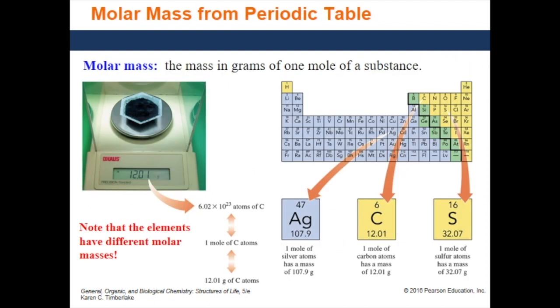For instance, if you look at the number at the bottom of the periodic table, it will tell you that 1 mole of carbon weighs 12.01 grams. 1 mole of silver weighs 107.9 grams. 1 mole of sulfur weighs 32.07 grams. For each element you just have to look at the periodic table. So molar mass is the mass in grams of 1 mole of a substance. This is when we are talking about an element.